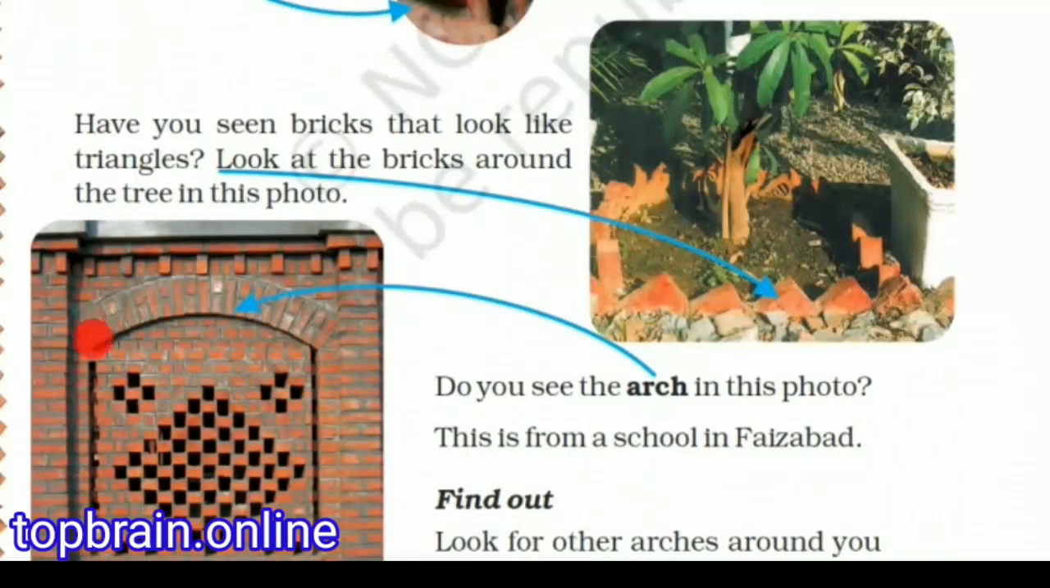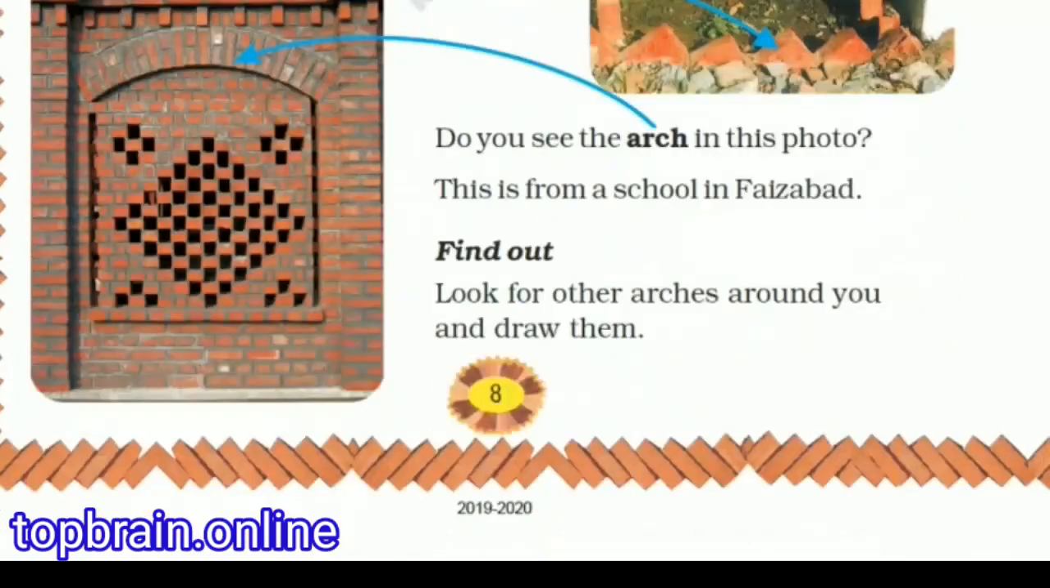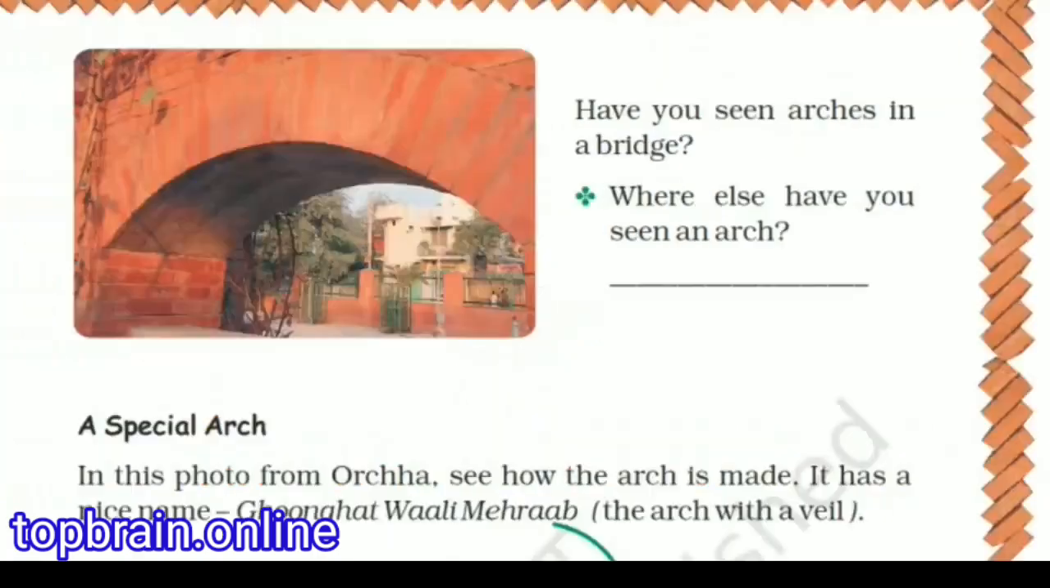Bricks are arranged in this pattern to form an arc. So this is called an arc. Have you seen an arc anywhere? Yes, I have seen the arc. If you have seen, tell me, guess where you have seen. I have seen this arc in an old railway bridge or tunnel. See, this is an arc of an old railway bridge.